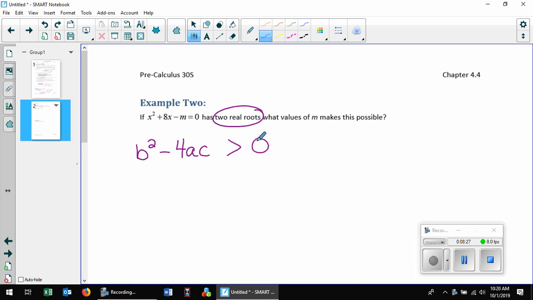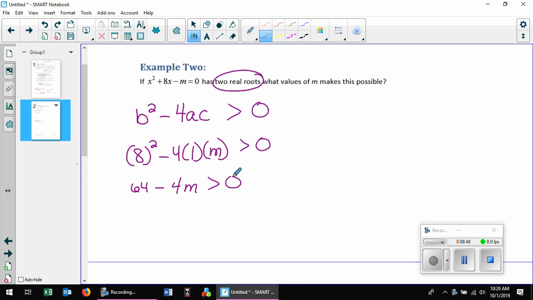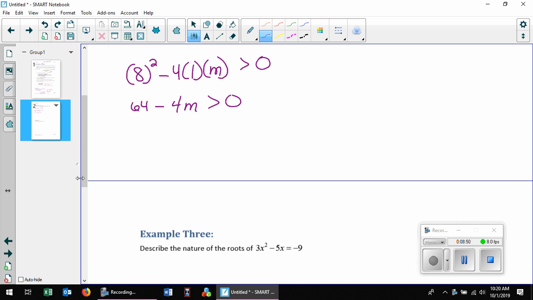Yes? Okay, so we are going to substitute what we know. We know B is 8, so 8 squared minus 4 times 1 times m is greater than 0. Oh my goodness. So I get 64 minus 4m is greater than 0. This is grade 9. You've got to dig back into those notes from the summer of grade 9. All right, so I need to treat it just like an equation. I've got to solve for the letter m.